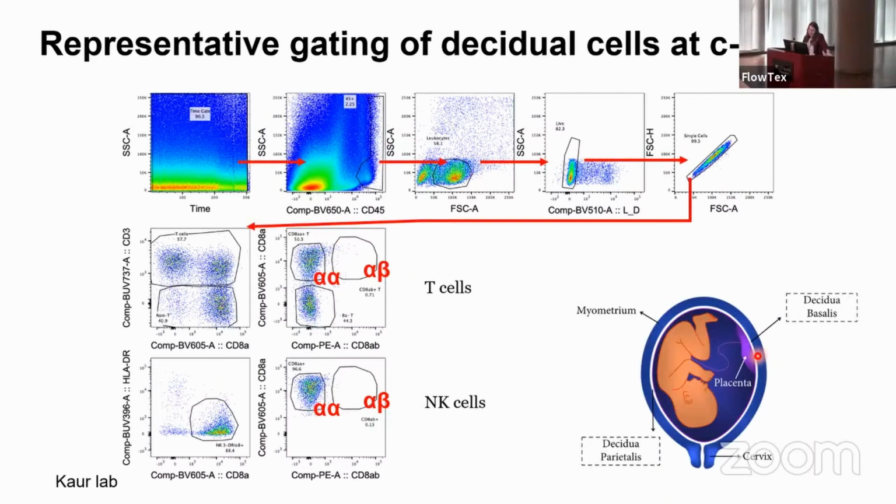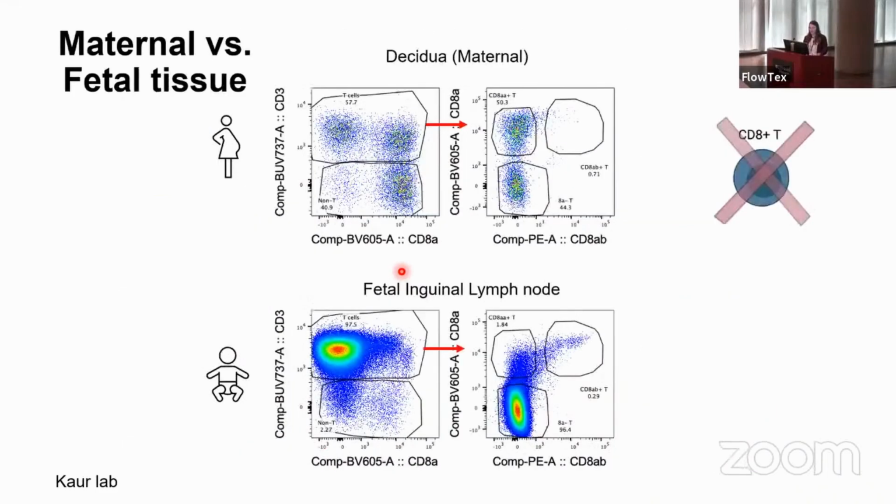Then with CD3 alone, I didn't have gamma delta in this panel. We see that there's really a lack of CD8 heterodimer, and the same for the NK cells. And I'll point out here that on the top is the same data from the gating strategy. In the fetal tissues, here in fetal inguinal lymph node, we can detect heterodimer. So it appears that there's a long-term depletion in the decidua.